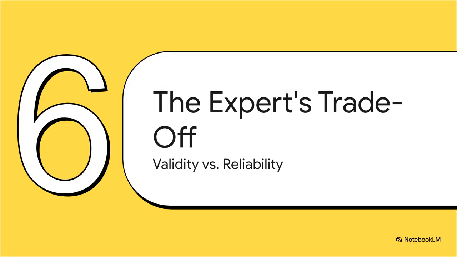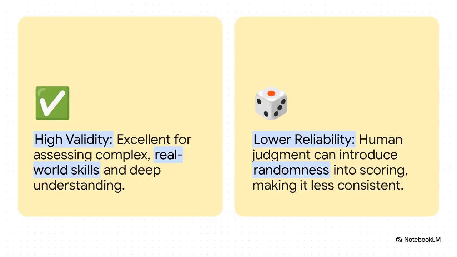And that brings us to our final section, and it's a really important one for understanding all of these types of assessments. Section 6 is the expert's trade-off, and it's all about the natural tension between validity and reliability. So, here's the bottom line. Performance assessments have incredibly high validity. That means they are excellent at measuring the right thing, the actual complex skill we care about. But because they rely on human judgment, they can have lower reliability. That just means the scoring might be less consistent than a computer-graded multiple-choice test. Even with a great rubric, a little bit of subjectivity, a little randomness can creep in.